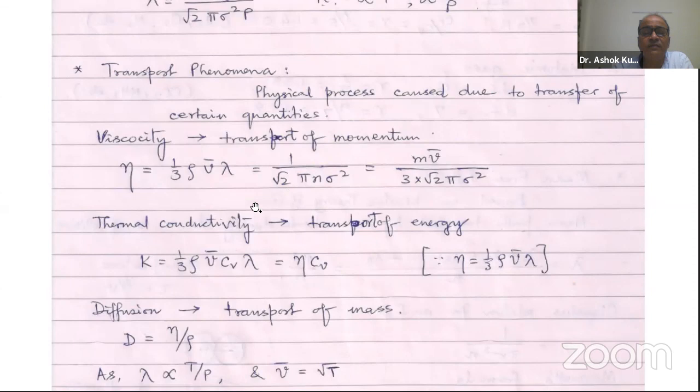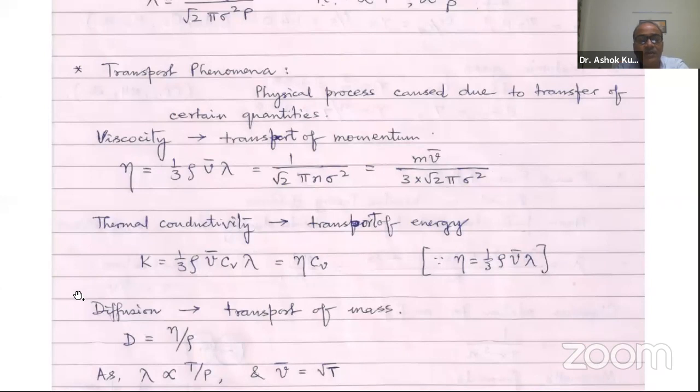So if we put in the value, finally we solve it as 1 by root 2 pi n sigma square, that is m v average by 3 root 2 pi sigma square. So this is just information. Finally we get this value. Okay, you need not just mug up, just keep it in mind.